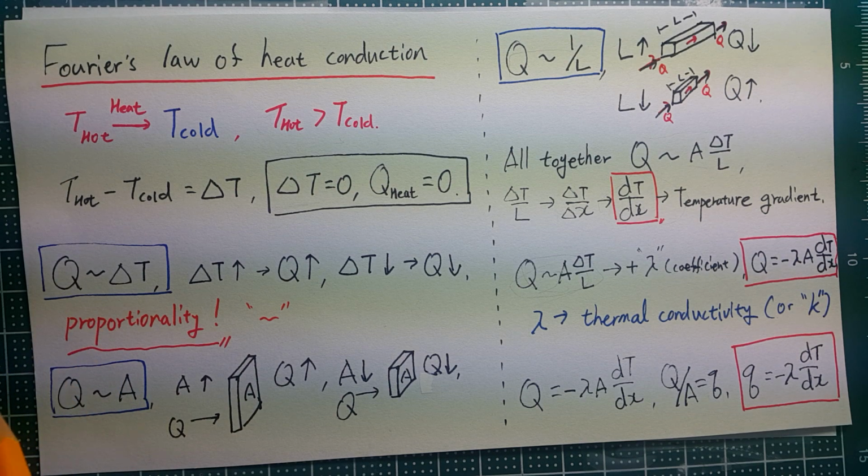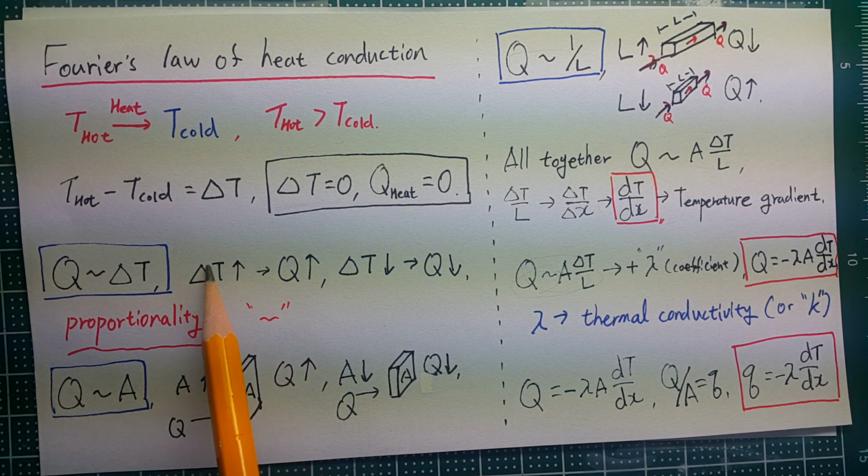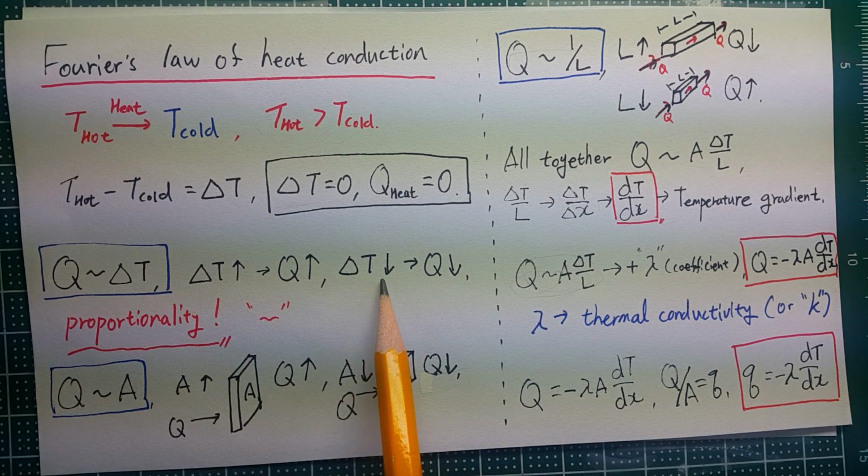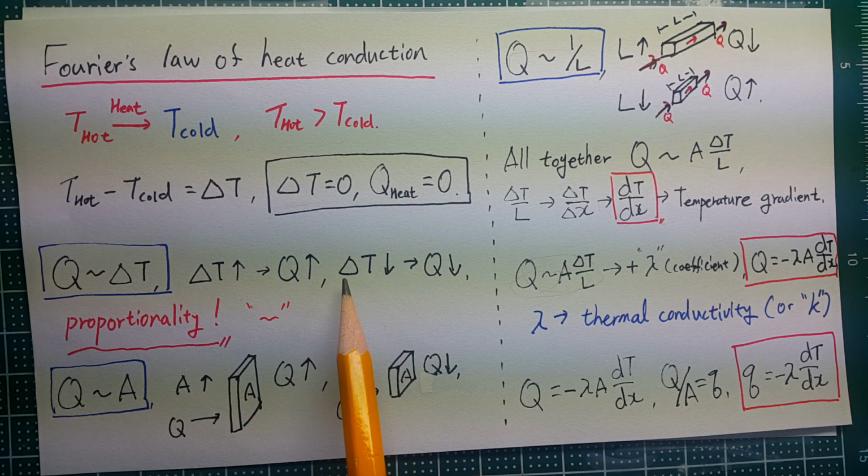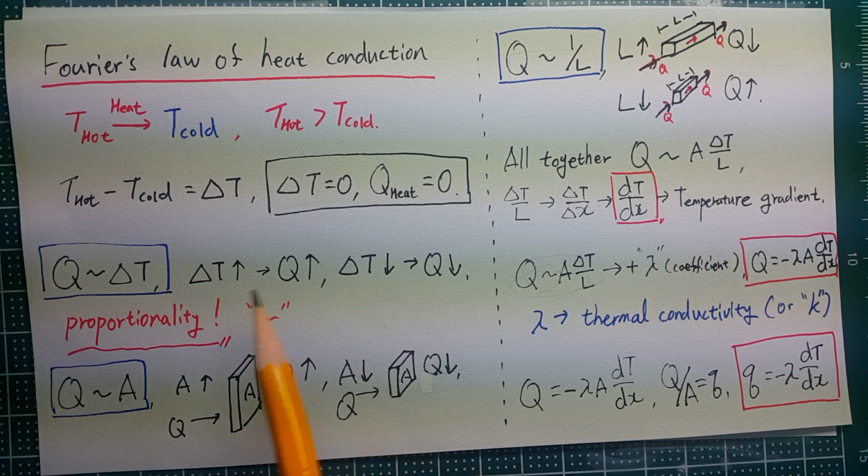is proportional to the temperature difference. That means if the temperature difference increases, the heat flux increases too. And also, if the temperature difference is decreased, the heat flux through the heat transfer will be decreased. It is called proportionality between heat flux and temperature difference.